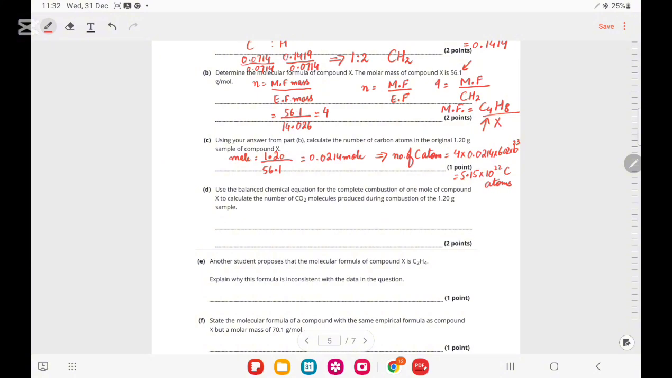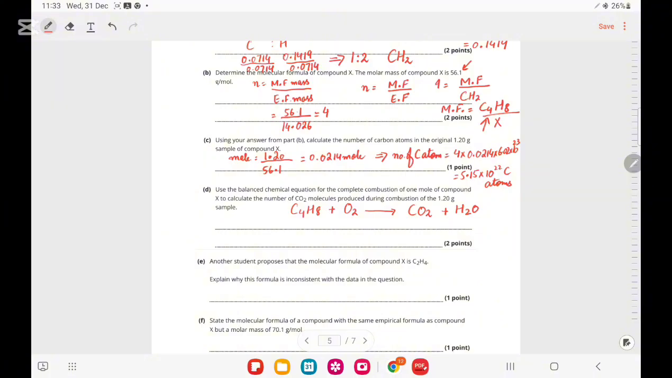So the next question says to use the balanced chemical equation for the complete combustion of 1 mole of compound X to calculate the CO2 molecules produced during the combustion of this. So first let's write the combustion of C4H8 equation. During combustion, what happens? Oxygen reacts with it, and when oxygen reacts with it, it is going to form carbon dioxide and water. So first balance it.